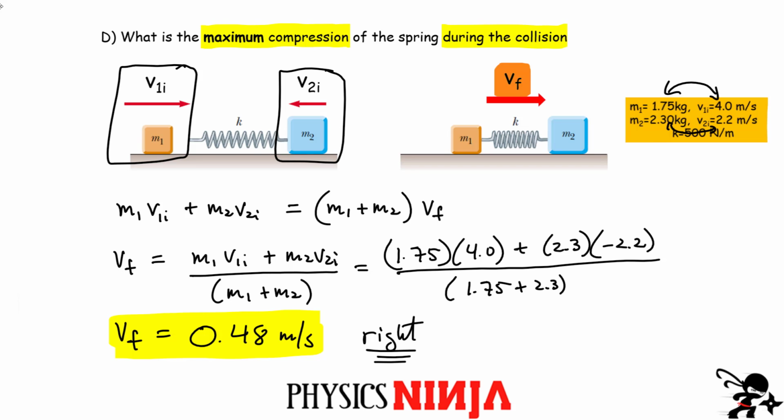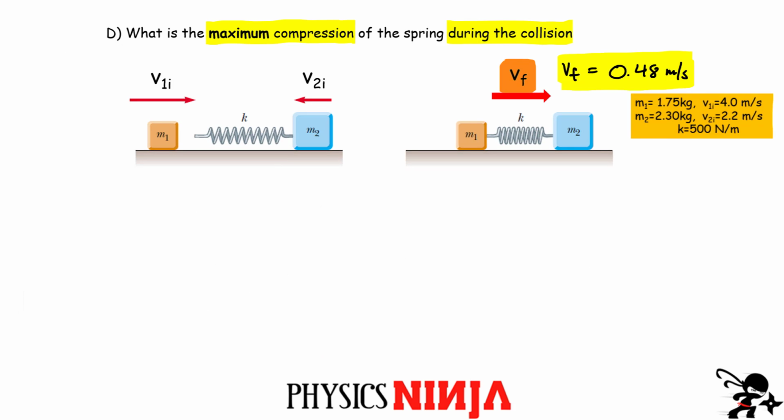Okay, so now that we know the final speed, we are in a better position now to find what is the maximum compression of the spring. All we have to do now is go to our energy equation and solve for this. So let's go ahead and do that. All right, so to find the maximum compression, now we're going to go back to our energy equation. Again, we have conservation of mechanical energy. And our statement of conservation of mechanical energy looks like this.